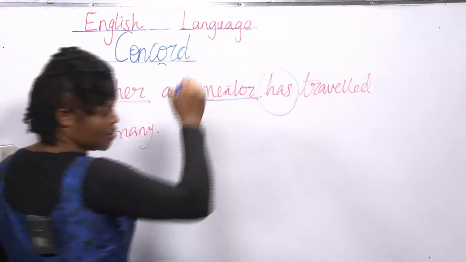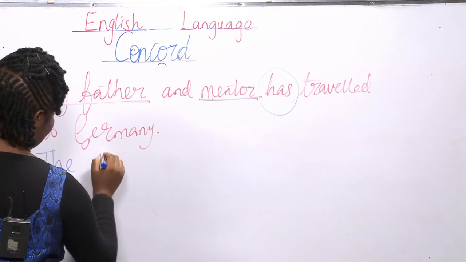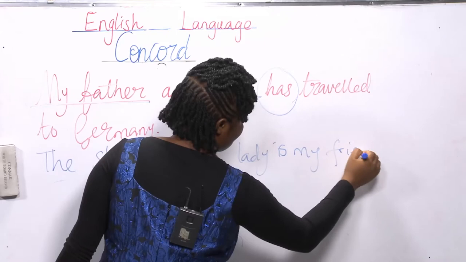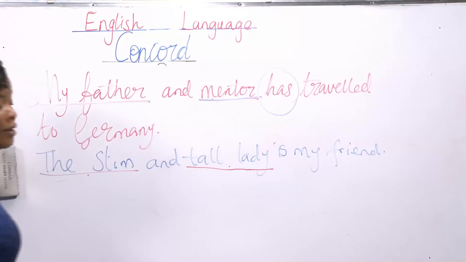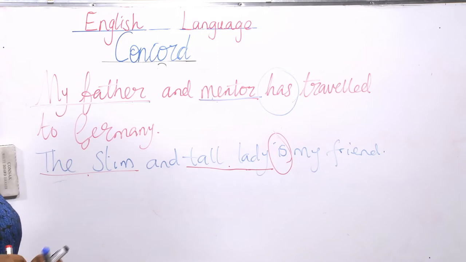Now, let me give us another example there. The slim and tall lady is my friend. The slim lady, the tall lady. However, the slim and the tall lady is referring to the same person. I am only telling you that this same person who is slim and this same lady who is the tall lady, the same person. So I use the singular verb is, not are. The slim and tall lady is my friend. Now let's move on to rule four.